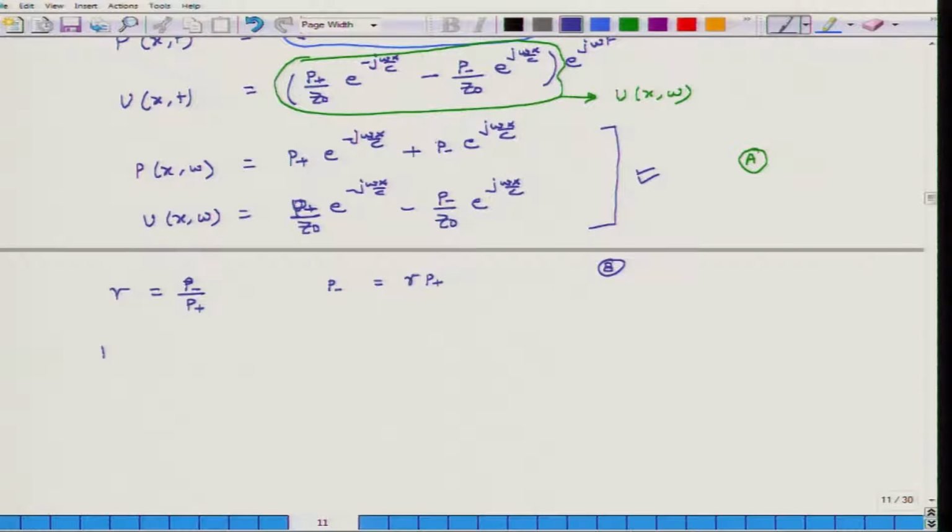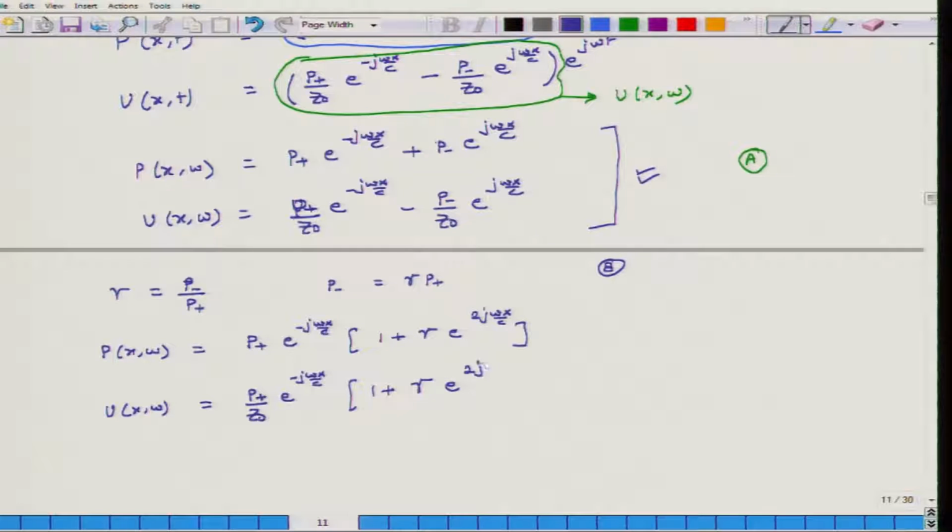If I put B in A, I get P(x, omega) equals P plus, and what I am going to do is take e^(-j omega x over c) outside the bracket. So, 1 plus gamma e^(2 j omega x over c), and the amplitude of complex velocity is P plus over Z naught e^(-j omega x over c) times 1 plus gamma e^(2 j omega x over c). So, this is equation C. These are equations C.